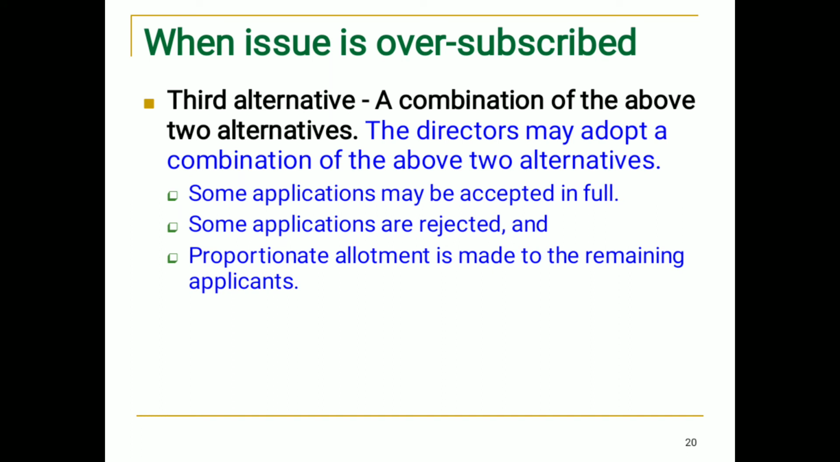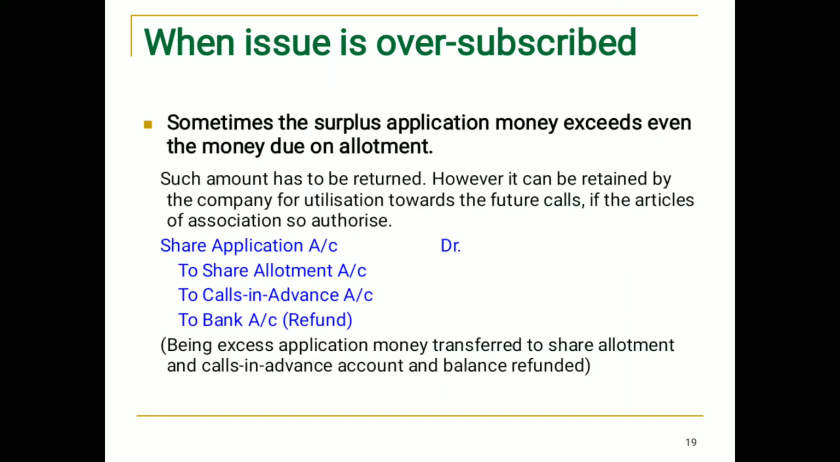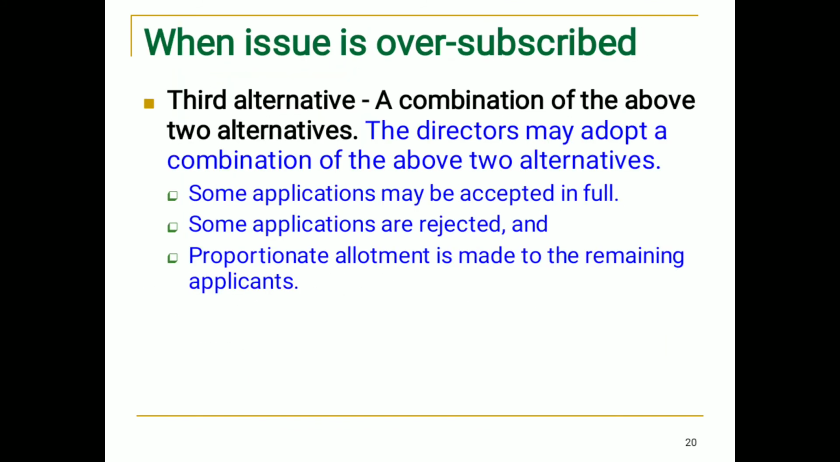Third alternative, a combination of the above two alternatives. The directors may adopt a combination of the above two alternatives. Some applications may be accepted in full, some will be rejected, and some will be allotted in proportion. So it is not necessary that you will accept only the first alternative or only the second alternative. It is also possible that you will adopt all the alternatives partly. That means you will accept some applications in full, some you will reject, and some you will allot in proportion.